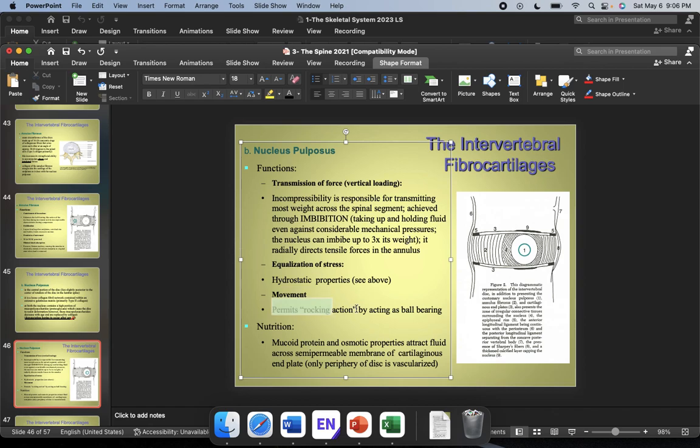The nucleus pulposus allows for the rocking action as it's a ball bearing. And then for nutrition, we're going to see this with the end plate. Out here on the periphery, we're going to have some vascularization and some innervation. But as we come in here, there's not going to be any of that. So the end plate will perform an important role to help provide nutrition and fluid exchange, waste exchange, nutrient exchange here in the middle of the disc.